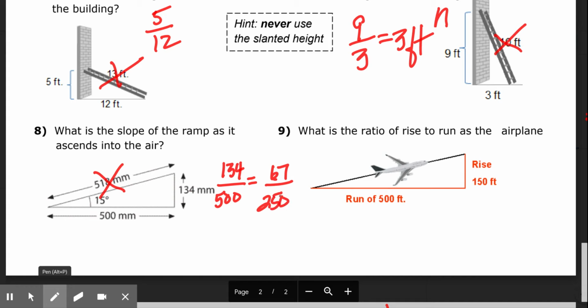All right, and the last one on number 9. What is the ratio of rise to run as the airplane... wonder what that was supposed to say. What is the ratio of rise to run? I guess as it ascends or descends, or I guess it would be ascending. All right, so we're going to put our rise, which is 150, over our run, which is 500. And to reduce that, I can cancel out the zeros, and 15 divided by 50 has 5 in common. So 15 divided by 5 is 3, and 50 divided by 5 is 10. So it would be 3/10.